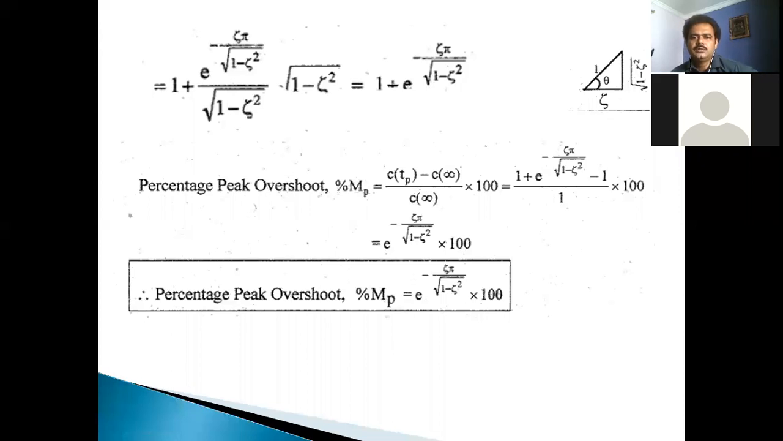Any doubts regarding the rise time, peak time, peak overshoot? If you have any doubts, you can raise them. Otherwise, we will stop here and continue in the next session. Try to practice these derivations and try to remember these formulas also.